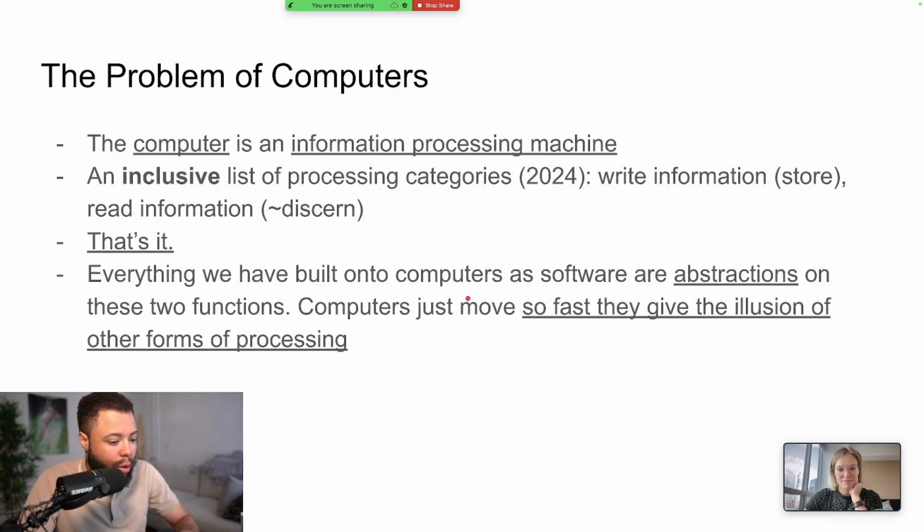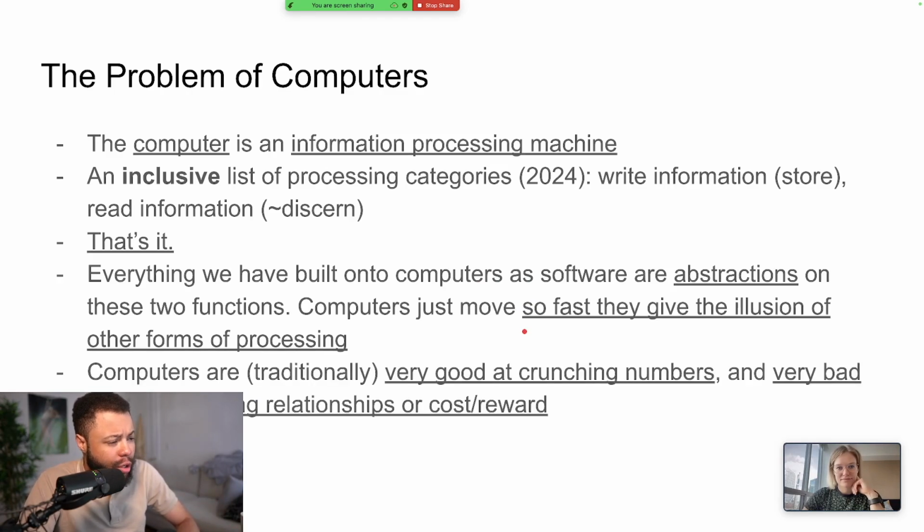So anything that you see, whether it's this Google Slides presentation, or loading Instagram onto your phone and watching a video, or having a real-time conversation with someone thousands of miles away, it's just happening so fast that it gives the illusion of other forms of processing. It's literally just reading a memory thing and then writing another memory thing really, really quickly, like billions of operations per second. So for that reason, computers are traditionally really good at crunching numbers. They're really good at staying on target and staying completely focused, but they're very bad at understanding relationships or cost and reward, because they don't have to actually deal with threats or opportunities. They just map everything to zeros and ones.